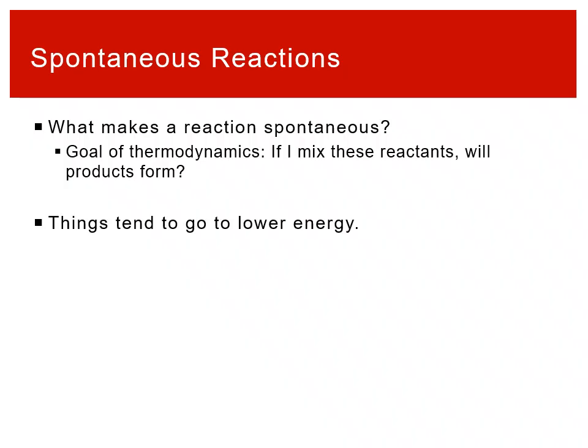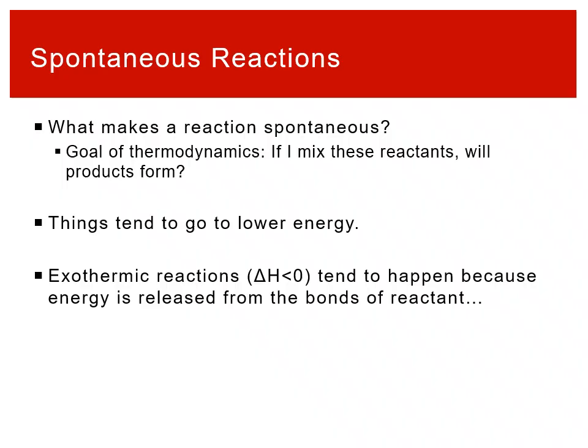So we could think overall through the ideas that we've learned previously from thermodynamics. It's all about energy, and we know that things do tend to go to a lower energy, right? That's why when you let go of a book, it falls. You're lowering the energy. So exothermic reactions do tend to happen, right? We know that in an exothermic reaction, you are releasing energy from the bonds of a reactant. You're making product that is more stable, at a lower energy, and you're releasing that energy as heat.